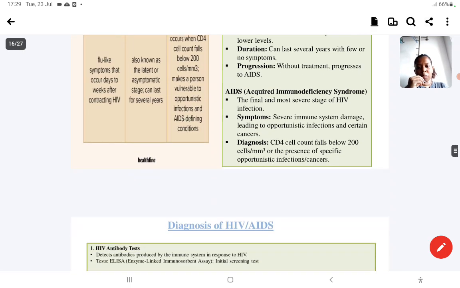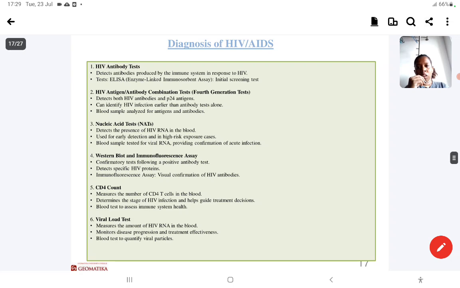Okay, next we move to the next slide. Okay, diagnostics of HIV AIDS. First will be the HIV antibody test. It detects the antibodies produced by the immune system in response to HIV. The test will be the ELISA, enzyme linked immunosorbent assay, which is the initial screening test.